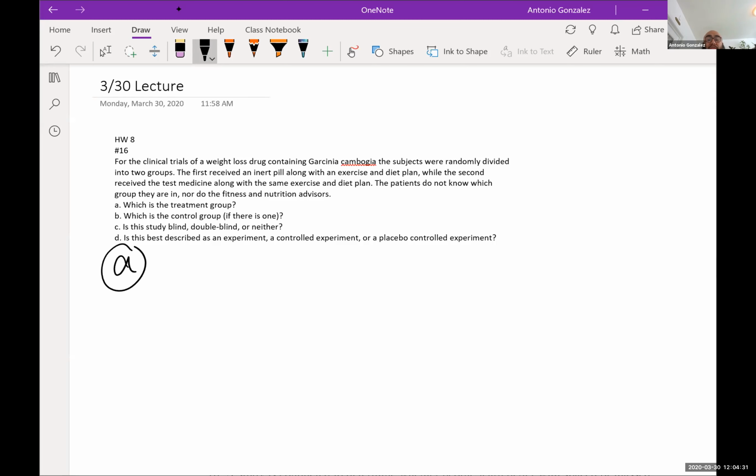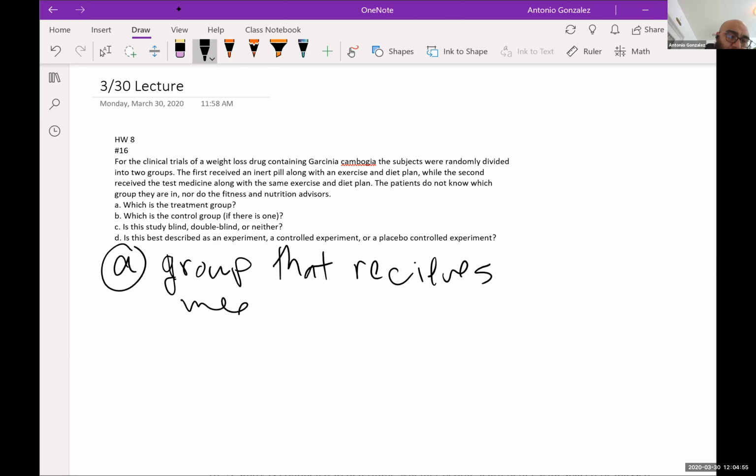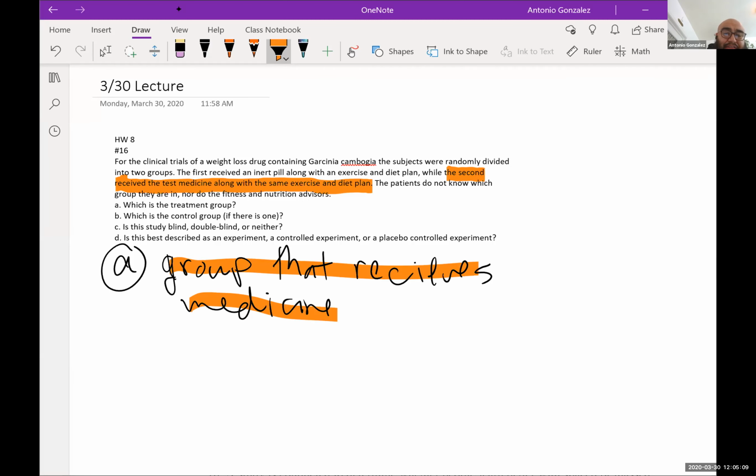All right, the treatment group. So again here, if we look at this question, we say, all right, there are clinical trials for the weight loss drug, right? So the treatment group is gonna be the group that receives the test medicine. Right, not the inert part. So if we look here, while the second group received the test medicine along with the same exercise and diet plan. So here, let's use the same color. So that would be the treatment group.